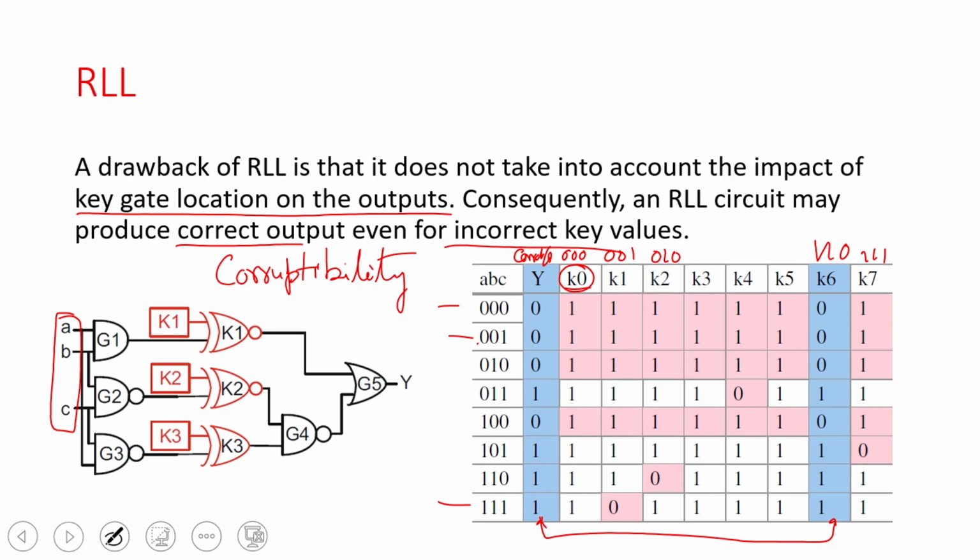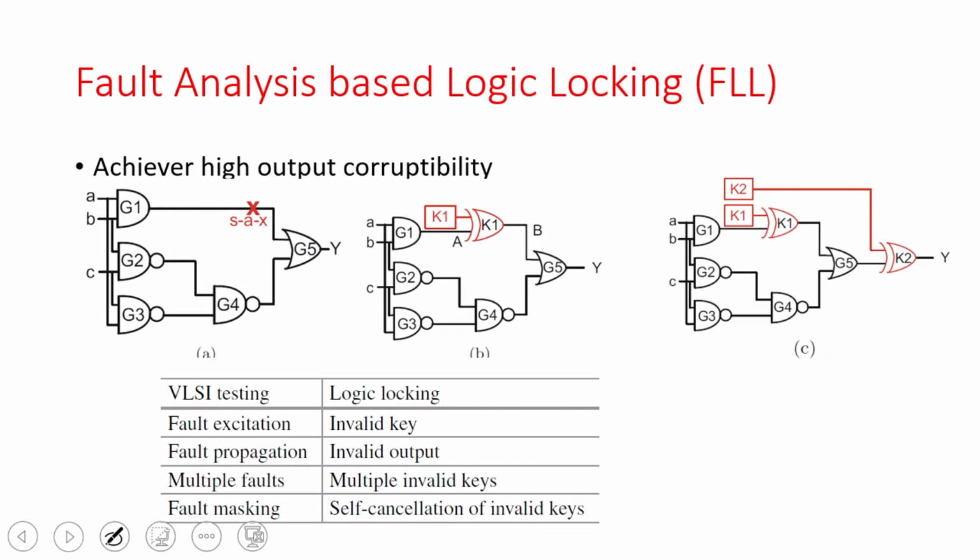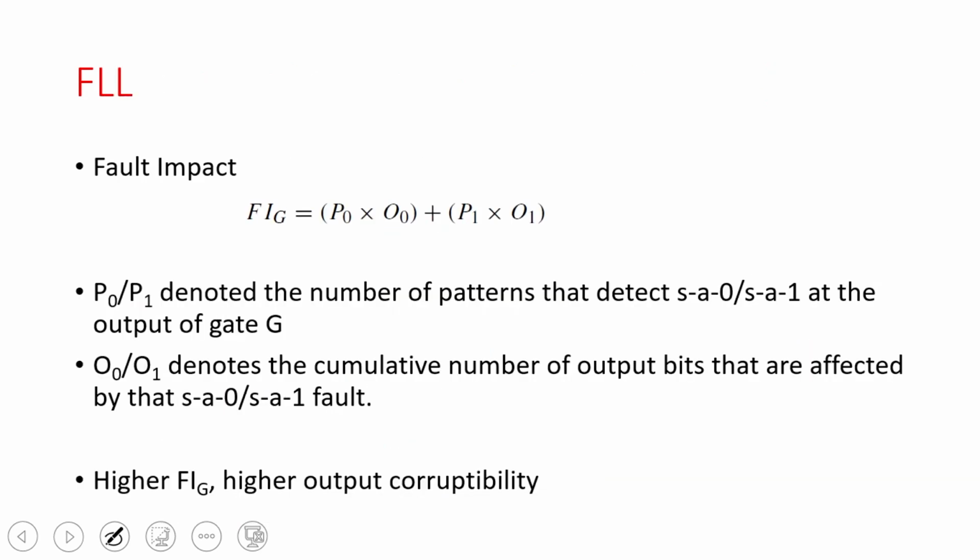But RLL does not talk about that, because it is random logic locking, it just randomly picks the locations, right. So, the next research obviously tried to bridge this gap. What they do is called fault analysis based locking, which basically says that if there is a fault here, what will be the impact, and then they try to generate the locations which create maximum corruptibility. Okay. They do some analysis, which I want to skip.